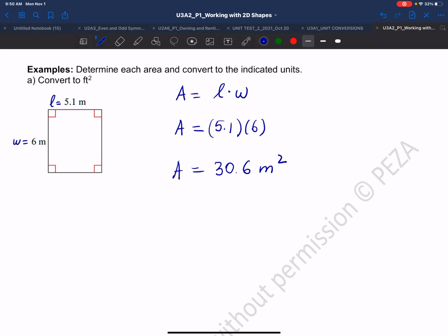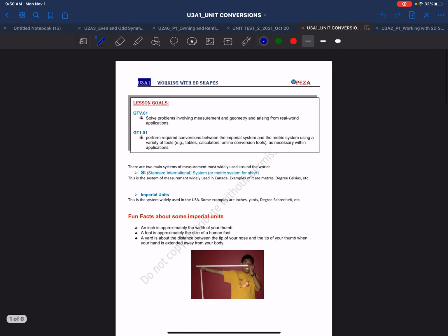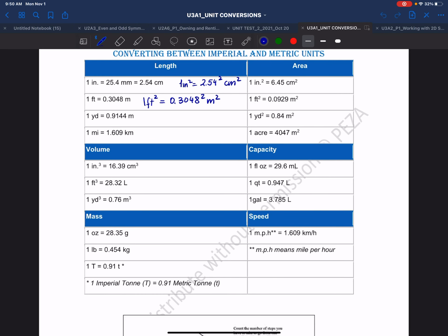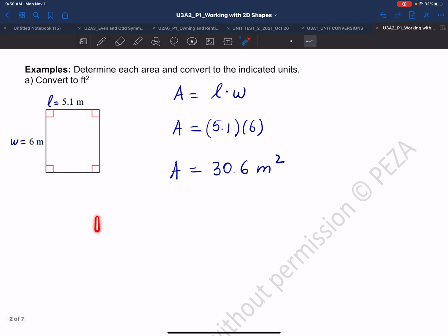So just to refresh your memory, when it comes to conversions, we want to look at, so this is your U3A1 that we did together, and since we want to convert meters into feet, we have to look at the chart and see where the feet is connected to meters. So we have 1 foot equals 0.3048 meter. So 1 foot equals 0.3048 meters, we said? Yes, meters.